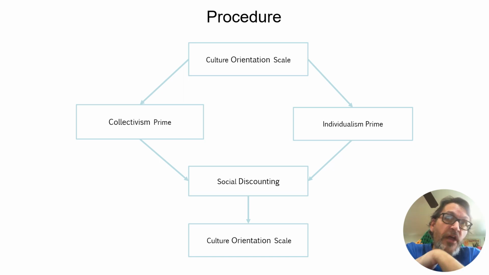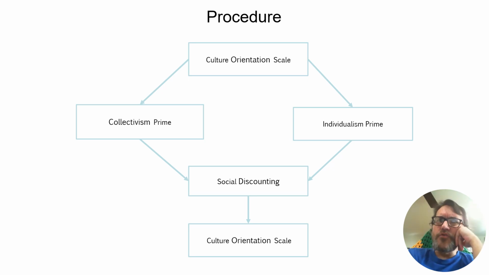And then afterward, we measured their social discounting. And social discounting is kind of like how much you care about other people's outcomes. Say, for example, how happy would you be if your best friend got $1,000? People that are individualistic are just like, I don't care. I didn't get $1,000. Why would I care? People that are collectivistic are more likely to say, yes, I do care about that.